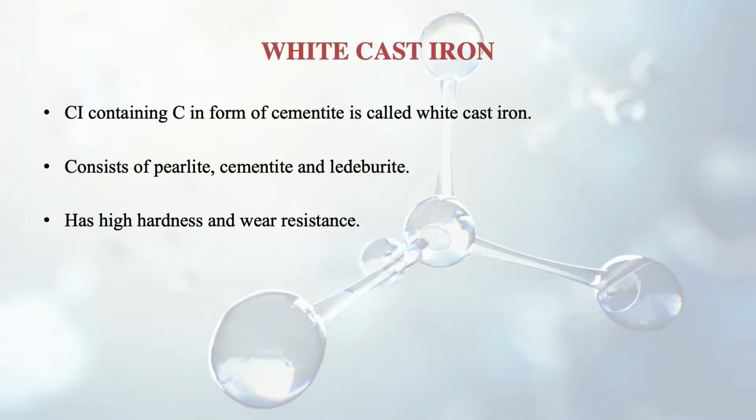So that is the carbon range in the case of white cast iron, and it has a high hardness and wear resistance also, but it is difficult to machine, but it still can be ground. Grinding is a process in manufacturing, like there are grinding wheels, so it can be ground.